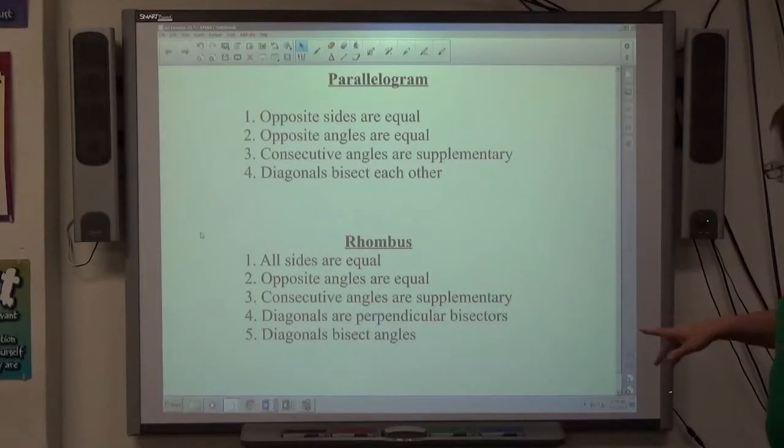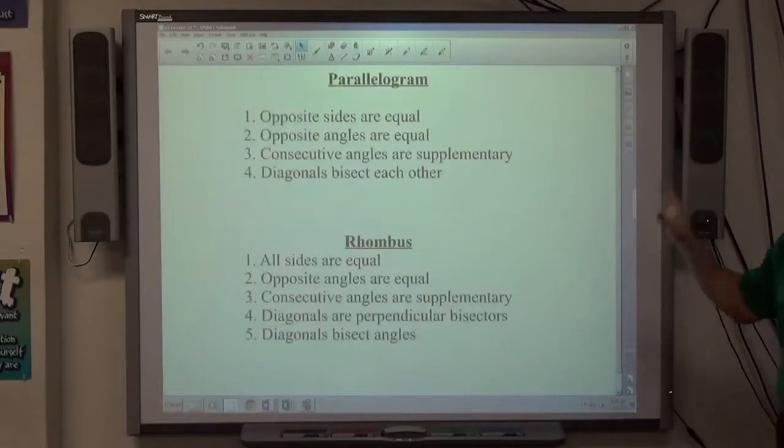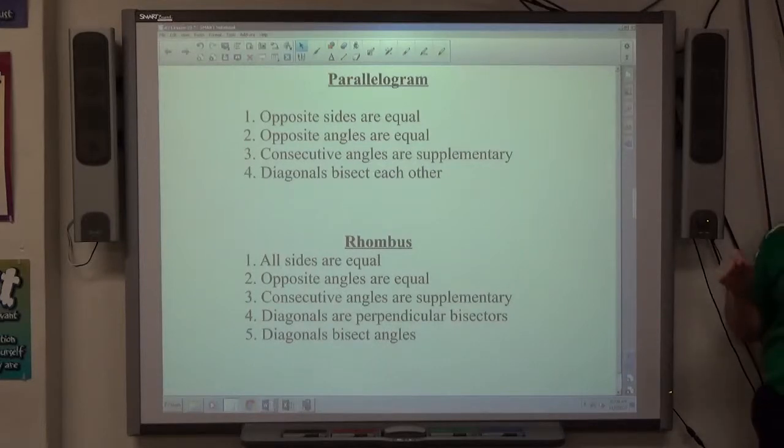Our last example involves a rhombus, and it says DEFG is a rhombus, measure reflex angle, and so on. Let me just talk to you guys about a rhombus real quick before we actually do the problem. A rhombus is a parallelogram. Okay, so it is a parallelogram, just like a square is a rectangle.